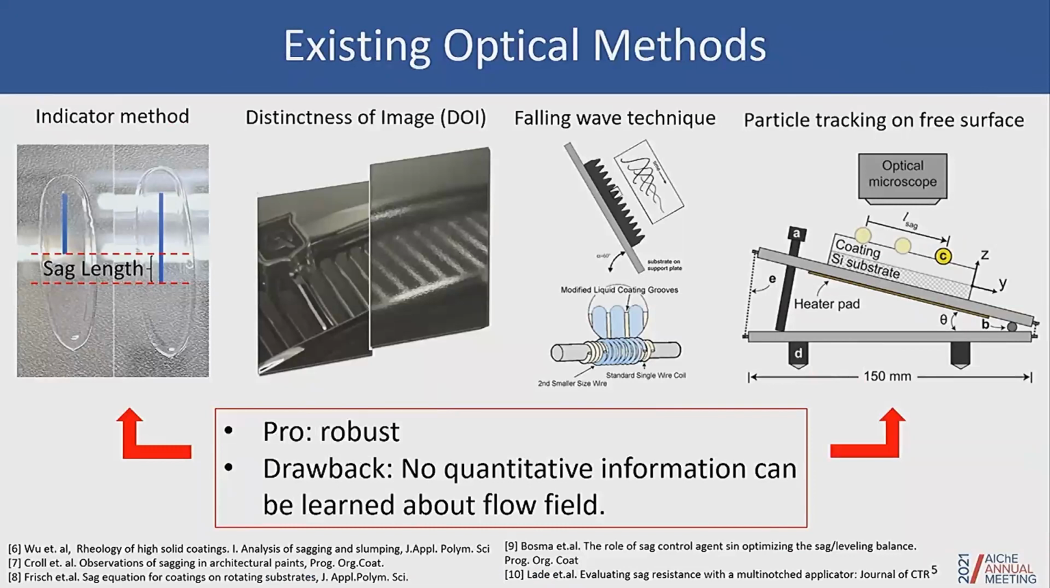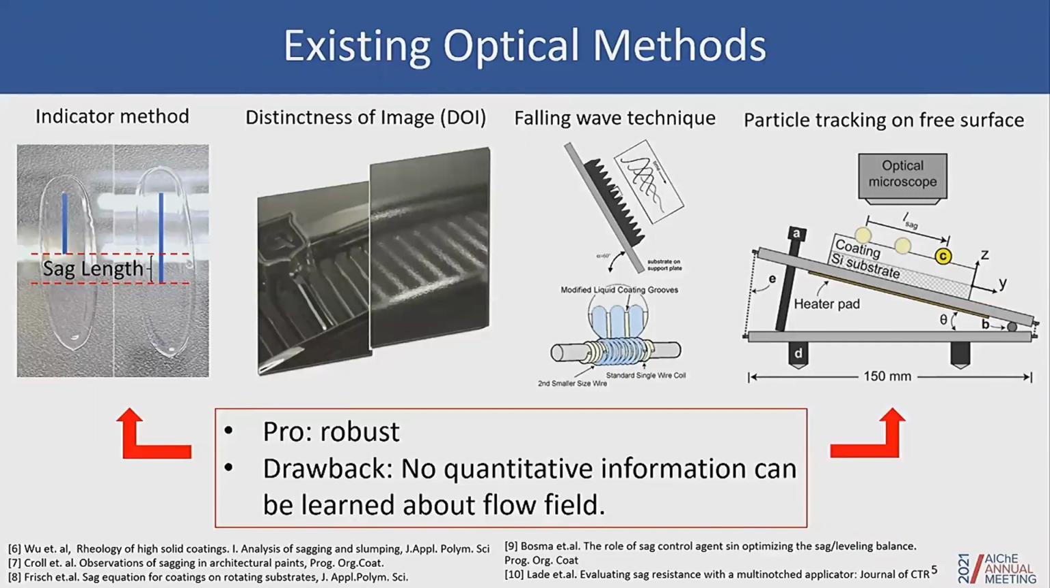And over the course of the years, engineers and scientists have worked to develop different optical techniques in order to quantify sag. Among these techniques, I'm not going to go into detail, but I will list a couple, such as the indicator band method, the distinctness of image or DOI method, the falling wave technique, or the one I would like to highlight, which is the one that utilizes particle tracking in order to measure the particle velocity on the coating-free surface in order to get a real-time sag measurement of the coating.